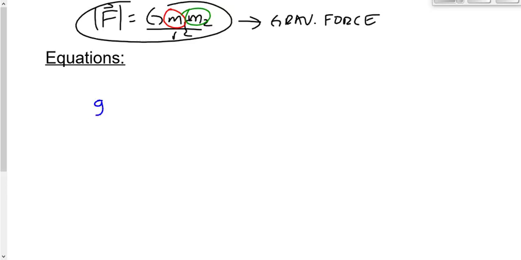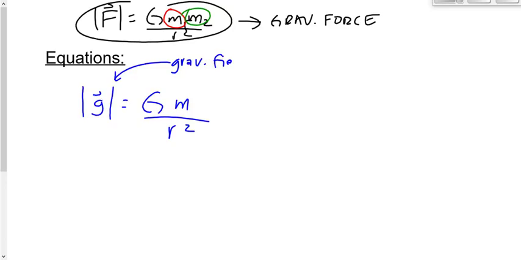Gravitational field is given by the symbol little g. It's a vector field, so we put a little arrow over it. But we're also going to put these absolute value signs around it, meaning that although there's a direction, the equation is not going to tell me what the direction is. It's just going to give me the magnitude. Little g is equal to big G times m over r squared. It's almost the same as force, right? What's it missing? It's missing a mass. This is the gravitational field strength.